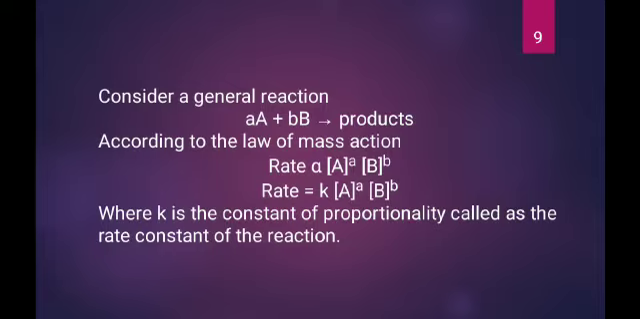In order to eliminate the proportionality symbol, we introduce a proportionality constant k. So rate is equal to k times concentration of A raised to a into concentration of B raised to b, where k is the constant of proportionality called the rate constant of the reaction.